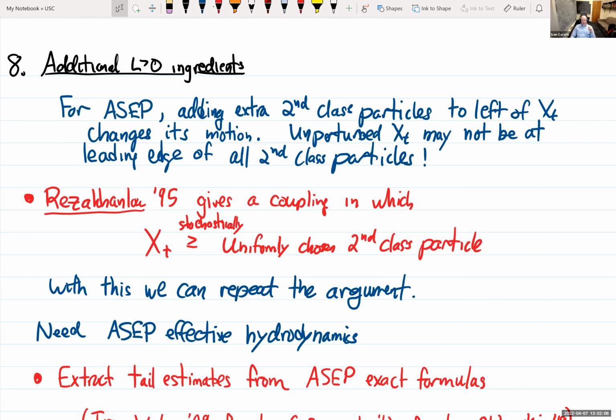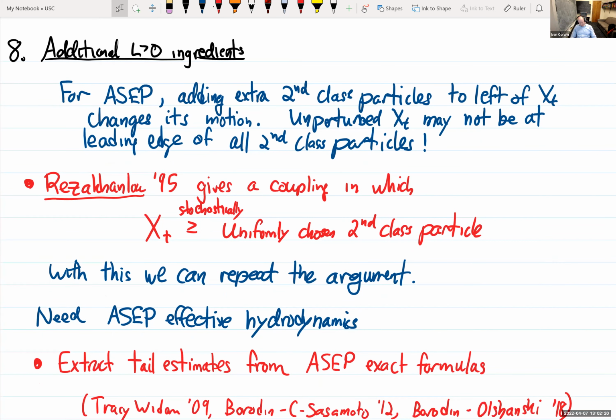This is a problem because it means that the actual evolution of the second-class particle I care about is going to be less than the thing that I know how to control, at least if I naively apply the same argument from before. However, something comes to our saving, which is a coupling that Fredo and Rezakhanlou introduced in 1995. It says that in ASEP, I'm not necessarily going to stay ahead of the additional second-class particles if I'm the first one. However, he showed that stochastically, I'll stay ahead of a randomly chosen one of them.